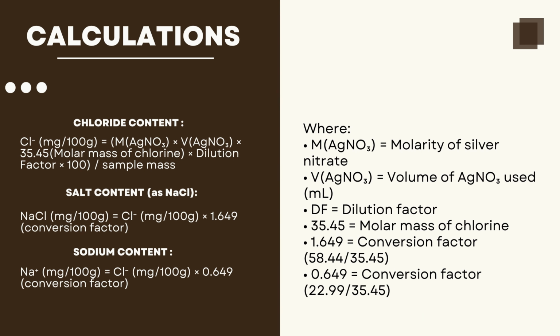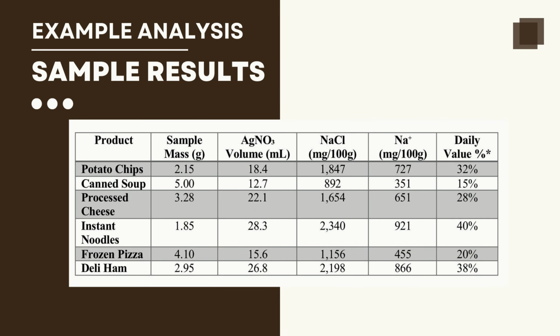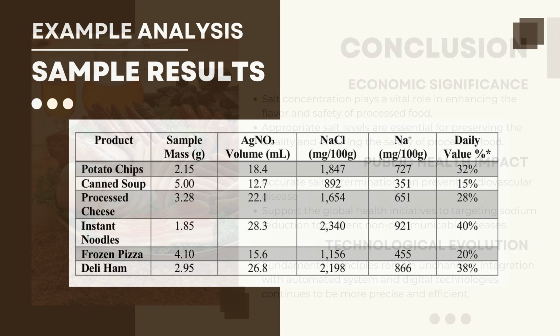For calculations, there are three formulae used in this experiment. First, chloride content, second, salt content, and lastly, sodium content. Here's an example analysis for sample results. The highest salt content in processed food are instant noodles, followed by deli ham and potato chips. Meanwhile, the lowest one is canned soup, followed by frozen pizza and processed cheese.